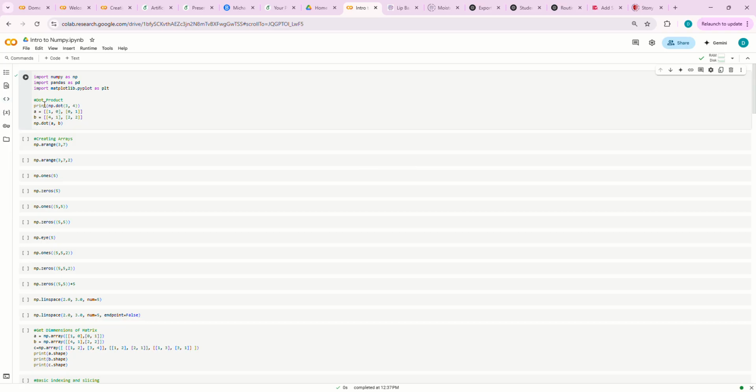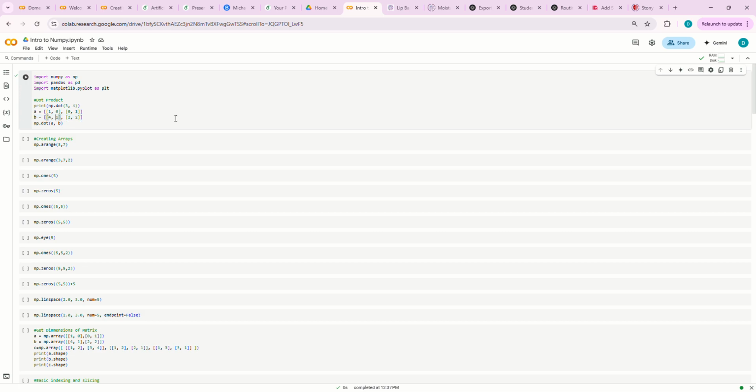So here we're going to do our imports: import Numpy, import pandas, import matplotlib. Here we're just going to take the dot product between 3 and 4, and then we're going to create this one matrix A, which is 1, 0, 0, 1. So this is really just the identity matrix. And we have the second matrix B, 1, 4, 2, 2.